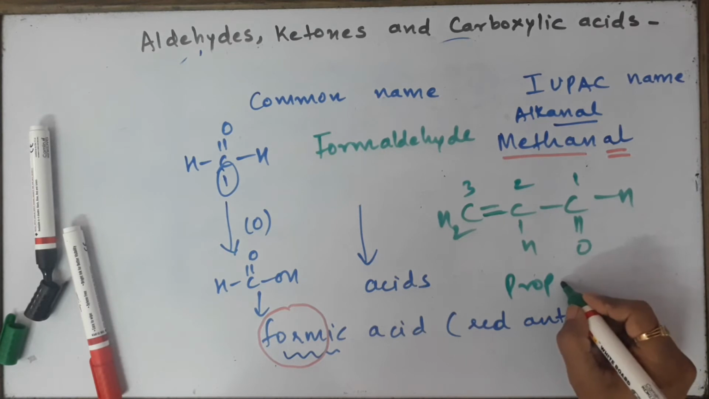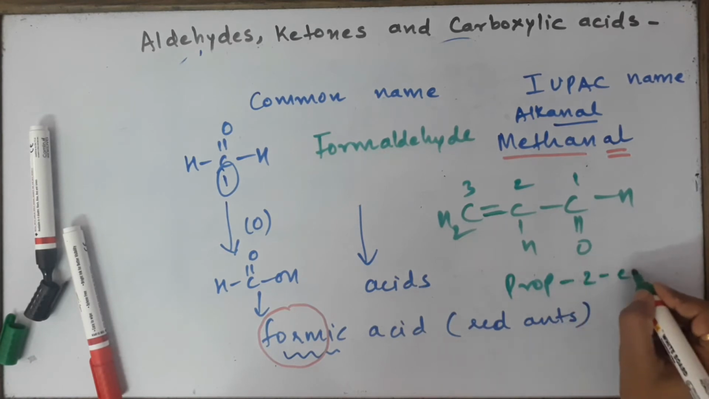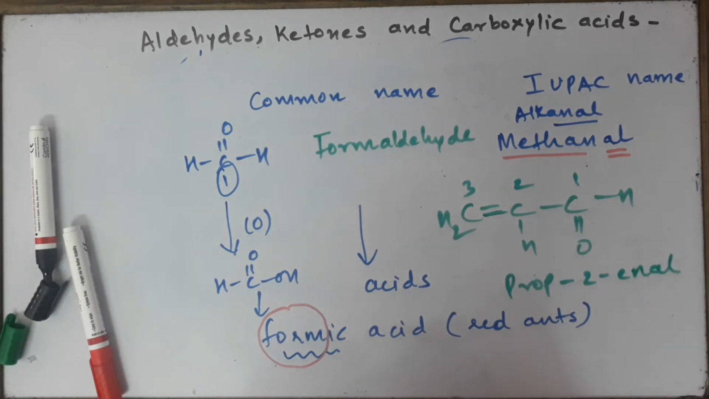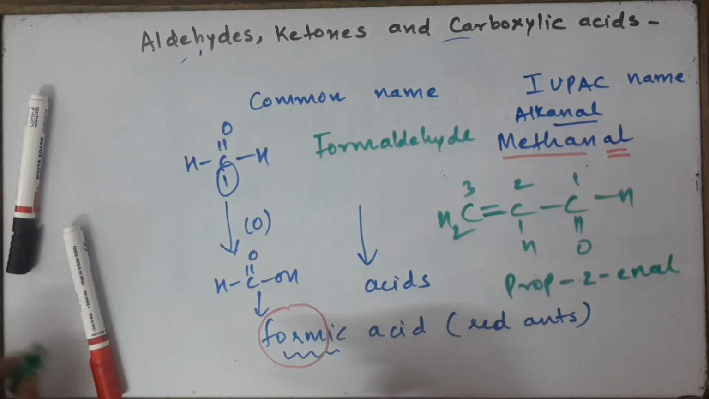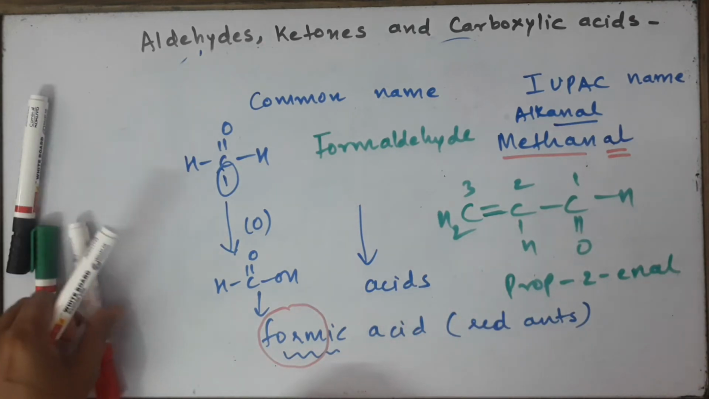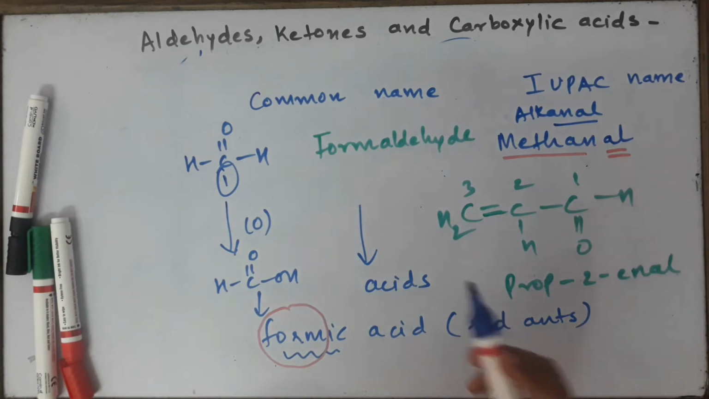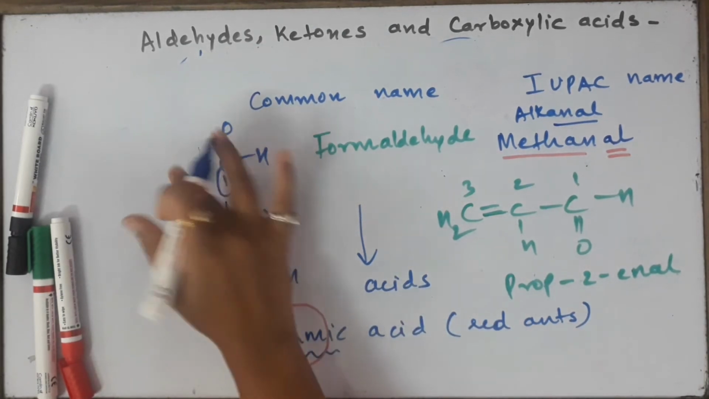So I'll be calling it prop-2-enal, of course, prop-2-enal. So the common name is there for this one, but the common name is not there for this one. There's only going to be an IUPAC name. IUPAC name is going to be for everybody. Common names are not for everybody. This was the simplest aliphatic aldehyde.